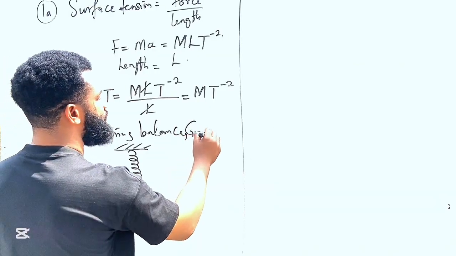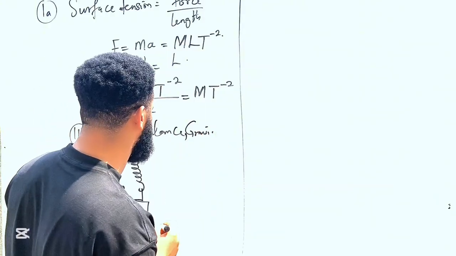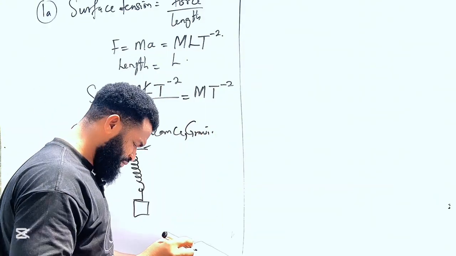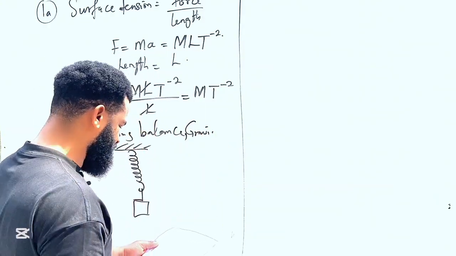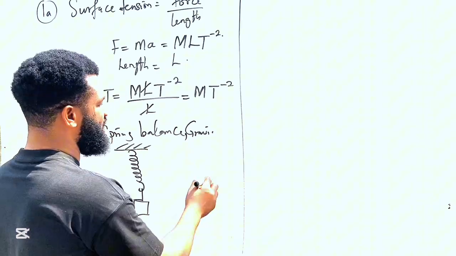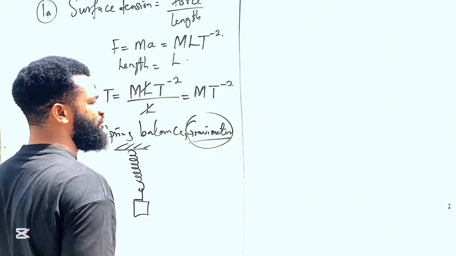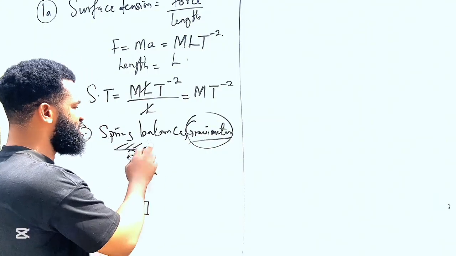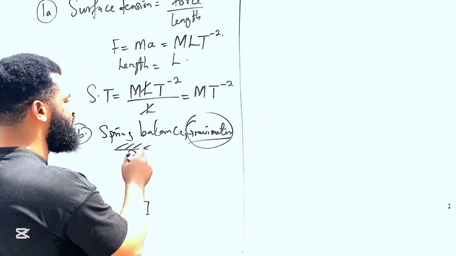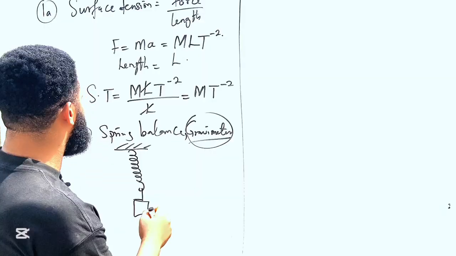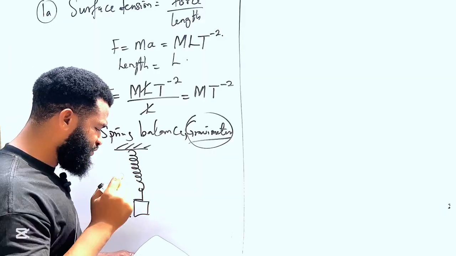You can also use the one they call the gravimeter. We are not really used to this one, but we are used to the spring balance, and this is what can be used to measure the gravitational force of a place.